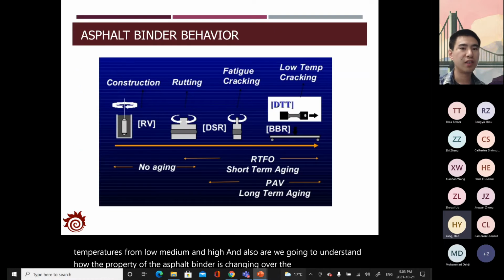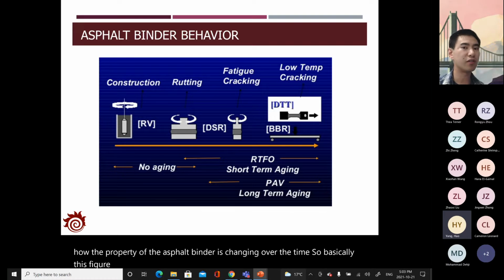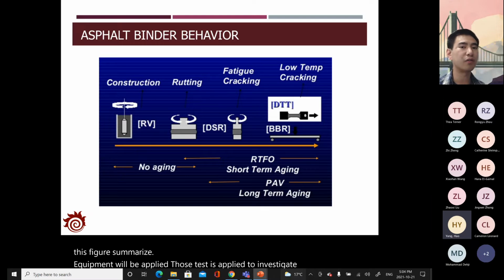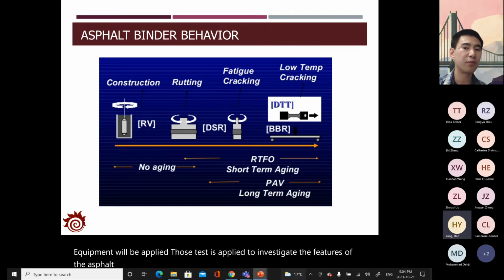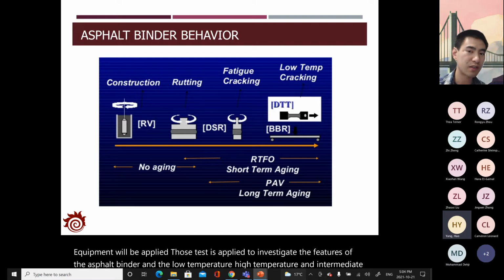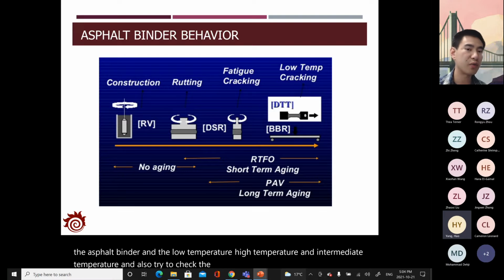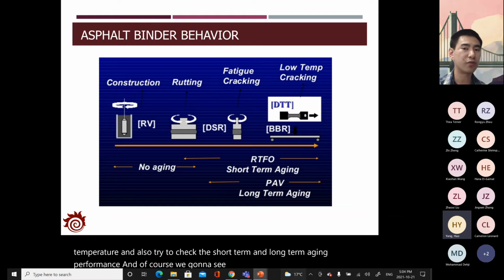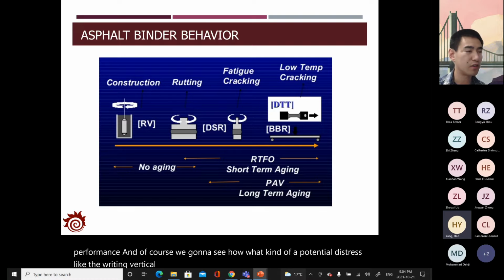So basically, this figure summarizes the equipment and tests applied to investigate the features of the asphalt binder under low temperature, high temperature, and intermediate temperature, and also to check the short-term and long-term aging performance. And of course, we're going to see what kind of potential distresses, like rutting, fatigue cracking, and low temperature cracking, could potentially be applied to the asphalt binder in the future.